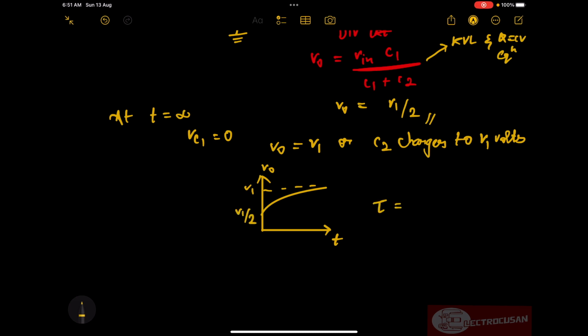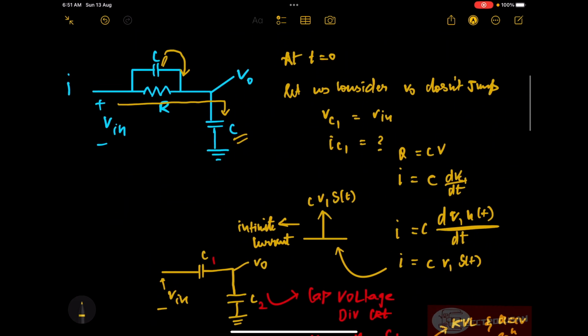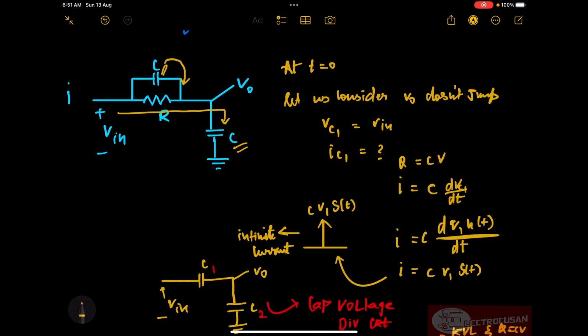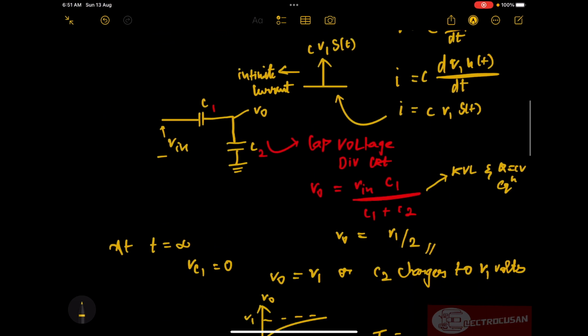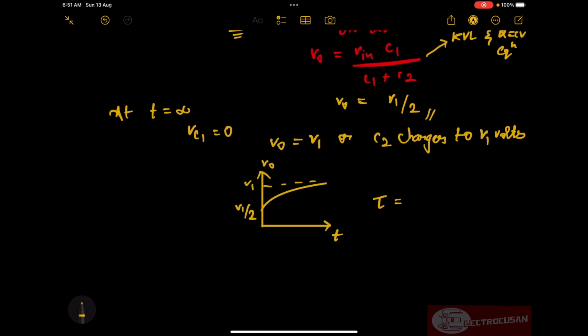Now we have to find the time constant. The time constant here is the parallel combination of the capacitances multiplied by R. The parallel combination of capacitance, in this case, is 2C, times R. This is the time constant. Okay. Now this question can also be solved using another approach, so I will be discussing that approach now.